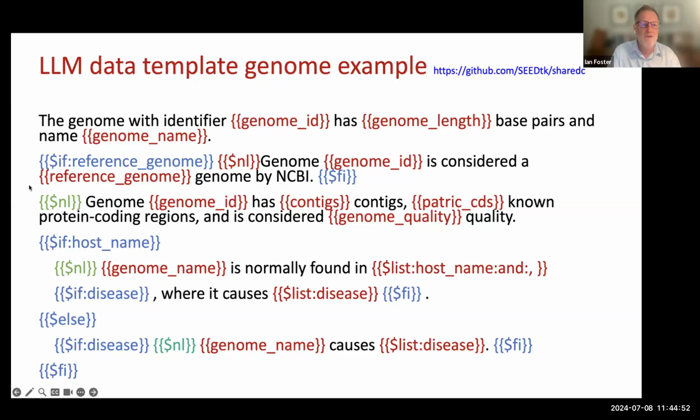But this, you'll get here: the genome with identifier blah has this many base pairs and this name. It's considered a reference genome. It might say it has so many protein coding regions, it's known to encode for this protein, etc. And then we'll feed that in as basically this scientific article and train the model with that data. Alternatively, we could train the model to know how to read the SEED database. We're not sure which is better.